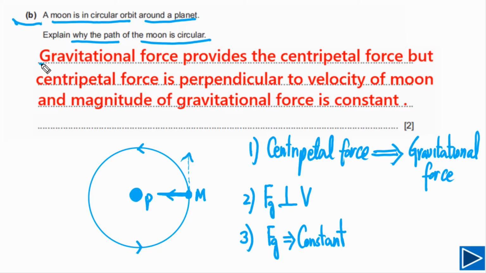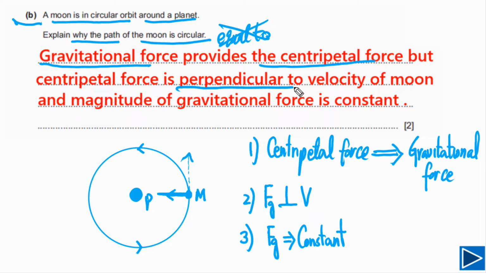First thing, you can say gravitational force provides the centripetal force. You cannot say gravitational force is equal to centripetal force. Gravitational force provides the centripetal force. So you have to say provides, not equal to. But the centripetal force is perpendicular to velocity of the moon and magnitude of gravitational force is constant. So these 3 points you can mention. If you write down, you will get 2 marks.